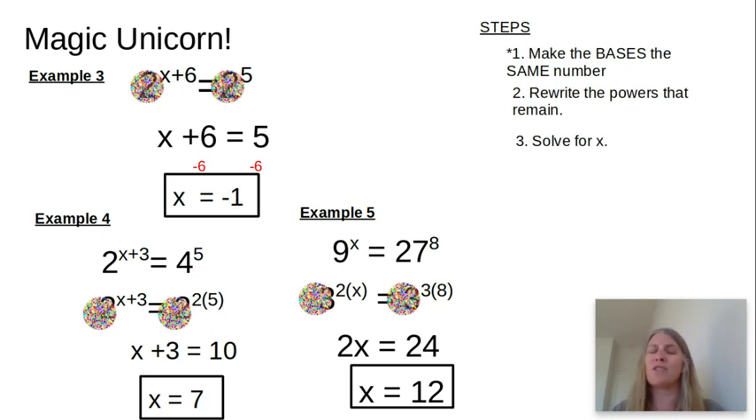Once again, this is just a silly way to remember that when we have our variable and our power, we rewrite the bases the same. Those powers go away. We go ahead and use our magic unicorn.